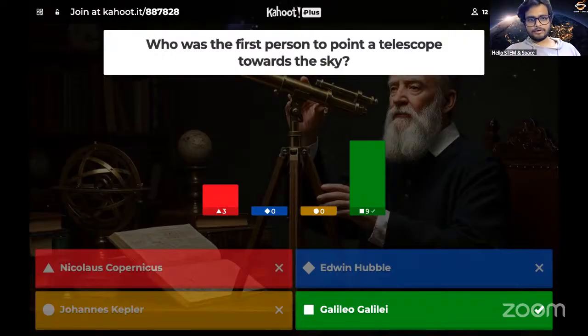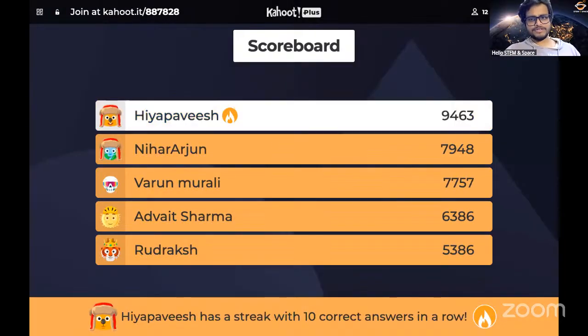Let's see the scoreboard. And not much changes still. He is still on the top. Nihar on second, Varun on fourth, Advait on fifth. And let's see the next question.